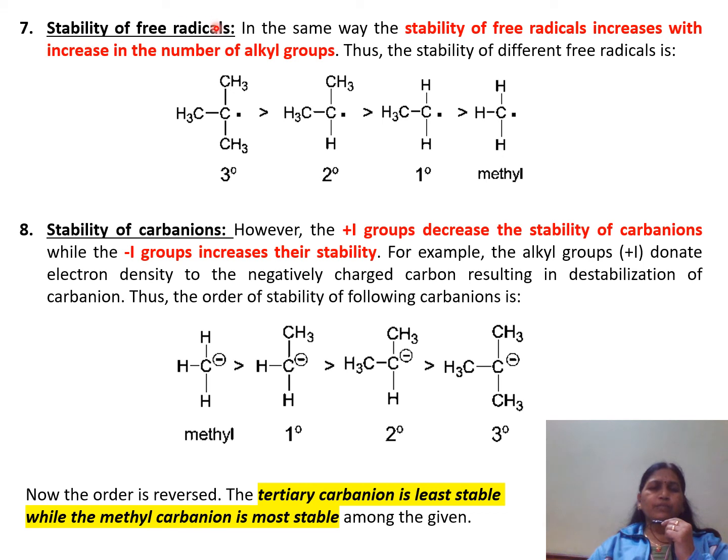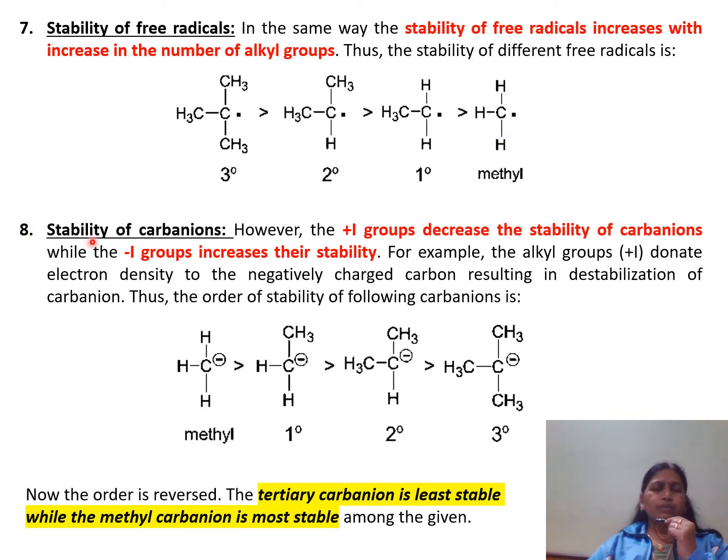The next is the stability of free radical. The stability of free radicals is similar to that of carbonium ion. In carbonium ion there is a positive charge, but in free radicals there is a single electron on the carbon atom. The stability of free radical increases with the increase in the number of alkyl groups or groups showing the plus I effect. Thus the stability of different radicals: tertiary greater than secondary, greater than primary, greater than methyl. This we have discussed in hyperconjugation also.